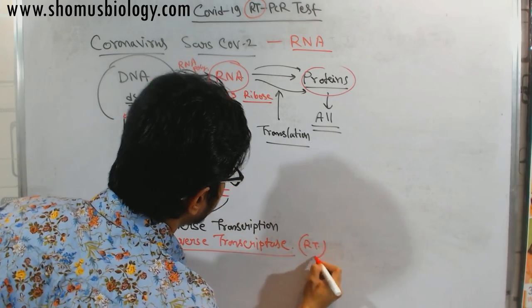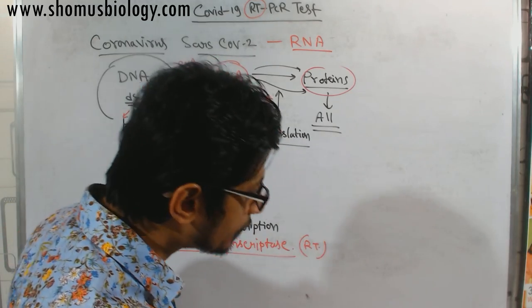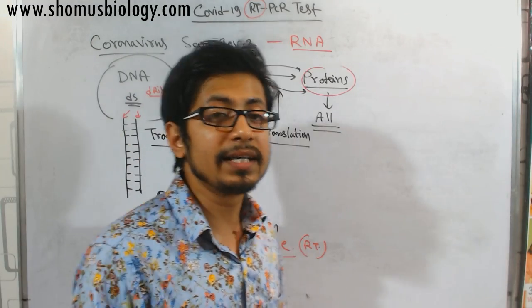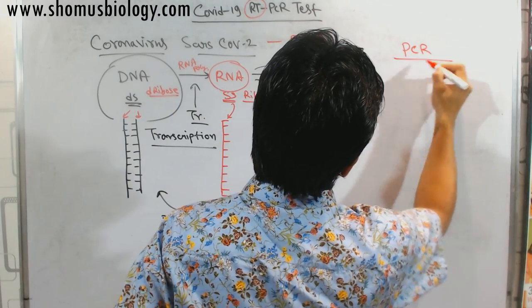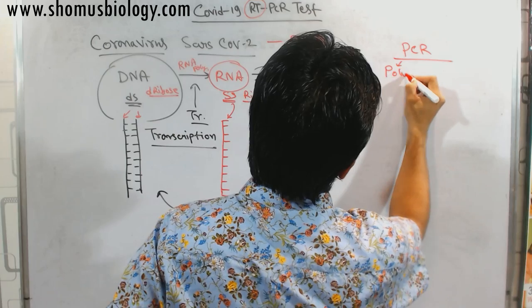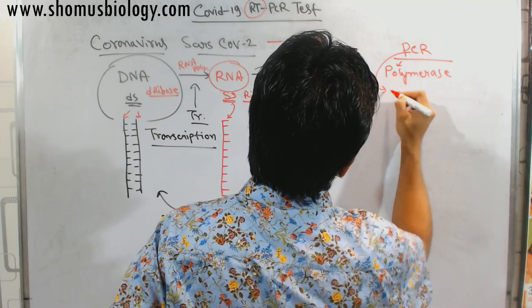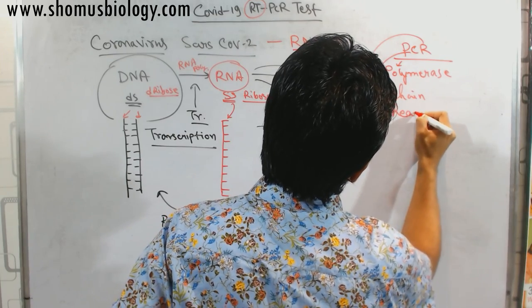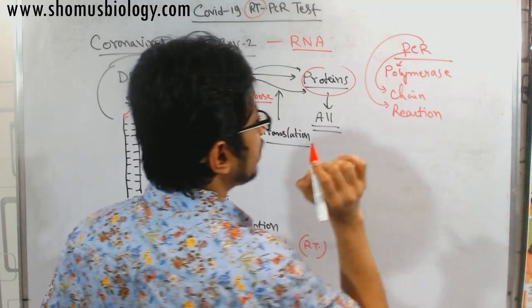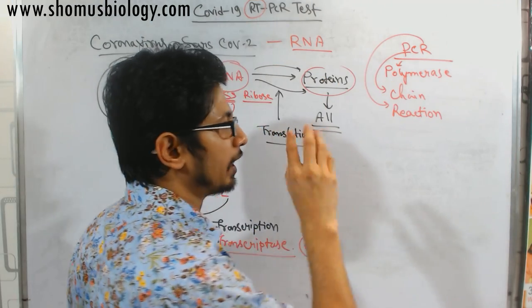Short form RT, in this case of RT-PCR. RT stands for reverse transcriptase. Now what does PCR stand for? Let's talk about that. PCR: P for polymerase, C for chain, R for reaction. Polymerase chain reaction. Now what do we mean by polymerase chain reaction?